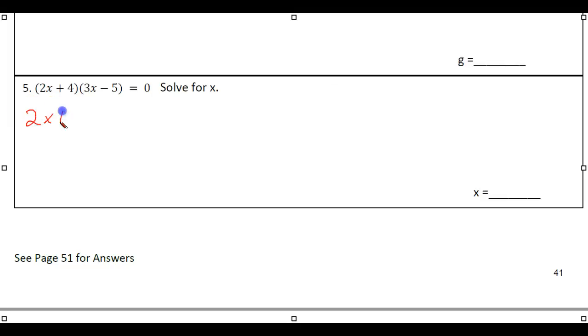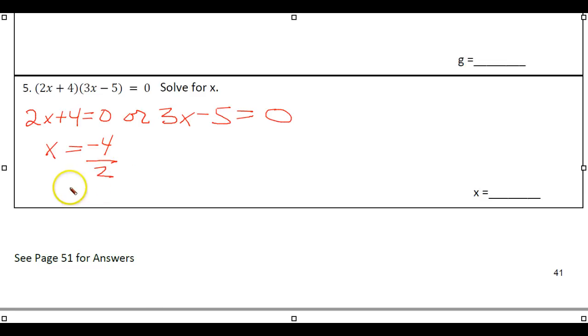So we get 2x plus 4 equals 0, or 3x minus 5 equals 0. So here we transpose the 4 to a negative 4, and then divide by 2. So this is going to be a negative 2. And here we transpose the negative 5 and divide by 3. And these are our solutions.